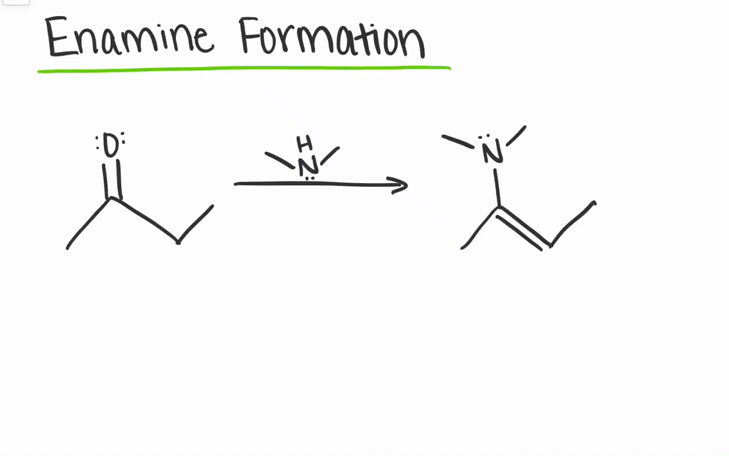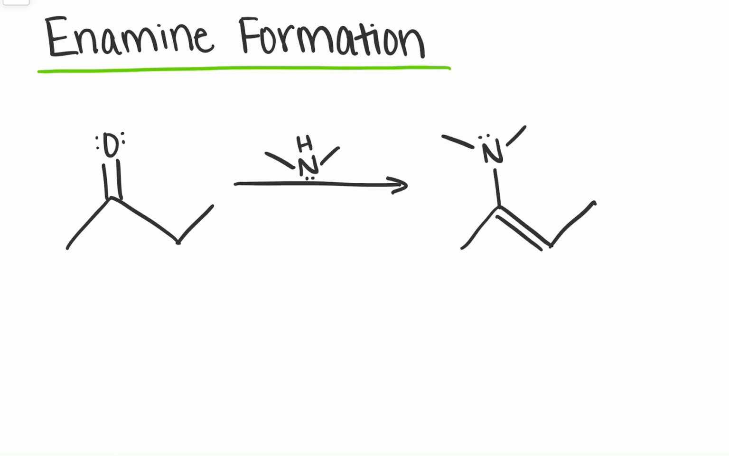Hello everyone! So in this video we are going to be talking about the mechanism of enamine formation. Now enamines are very similar to imines both structurally and mechanistically. The only difference structurally is that enamines contain a carbon-carbon double bond, where one of those carbons is single bonded to a nitrogen, and they are formed from secondary amines and an aldehyde or ketone versus a primary amine and an aldehyde or ketone.